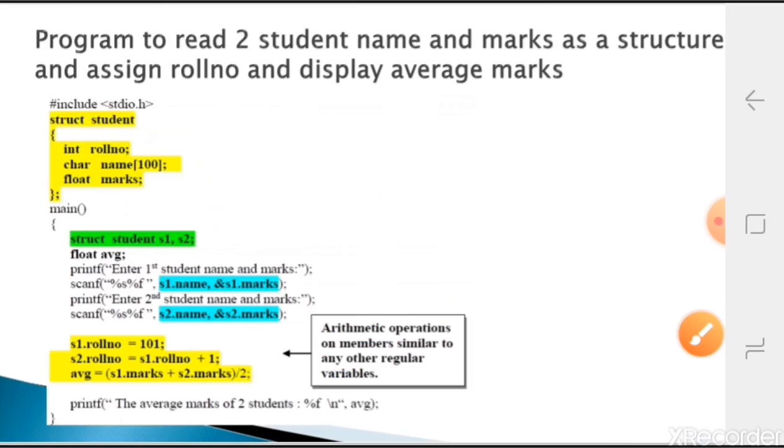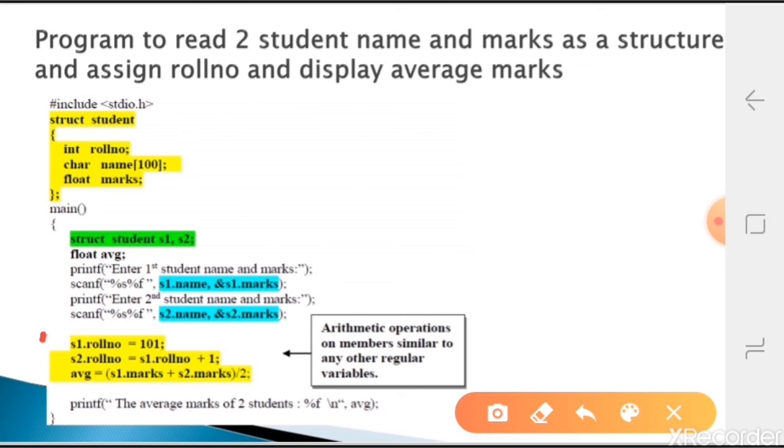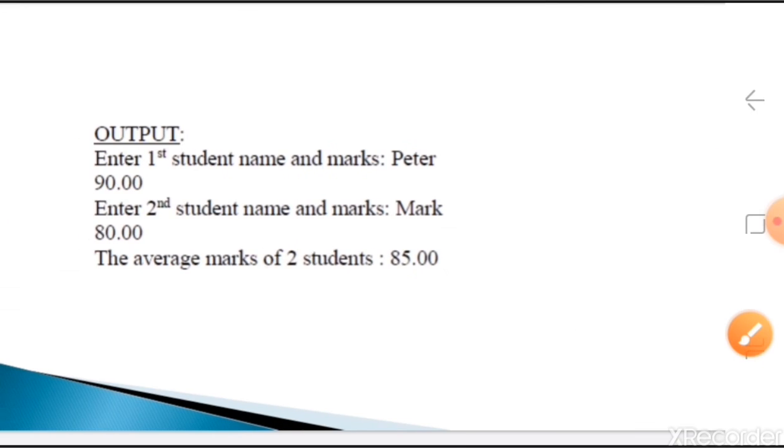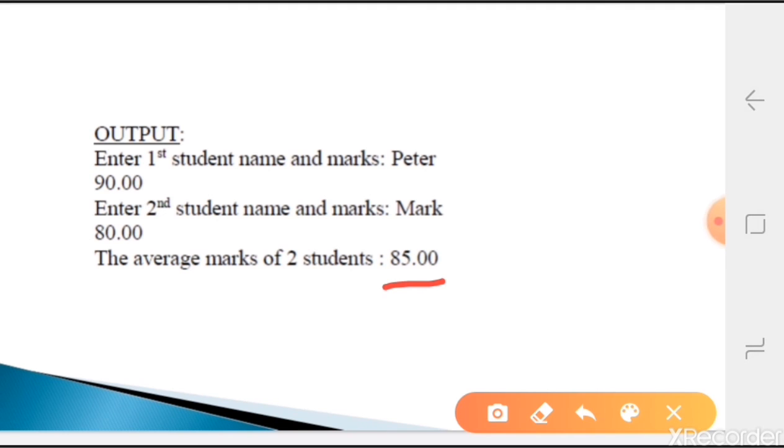If you saw in the program, we are doing some calculation: assigning a roll number, incrementing the roll number for the second student, then identifying the average. These things are done, and then we are displaying only the average marks. So it displays the average marks, that is 85, the average of 90 and 80.